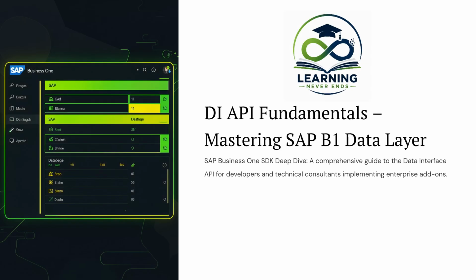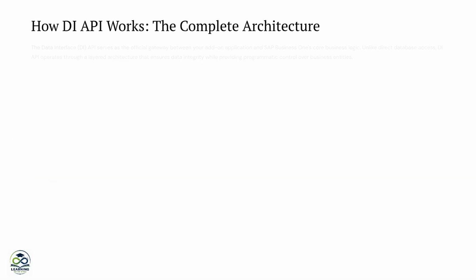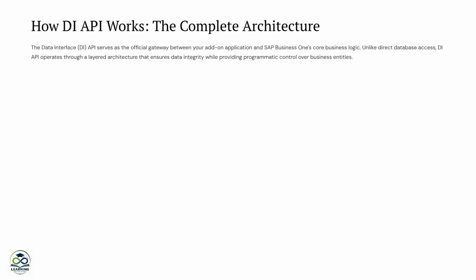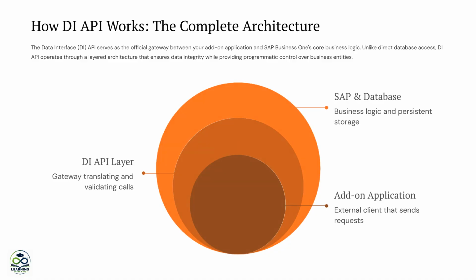Welcome to DI API Fundamentals, Mastering the SAP Business One Data Layer. This video provides a comprehensive guide for developers and consultants implementing enterprise add-ons with the SAP Business One SDK. The Data Interface API is the official gateway between your add-on and SAP Business One's core logic. It operates through a layered architecture, ensuring data integrity and providing programmatic control over business entities.